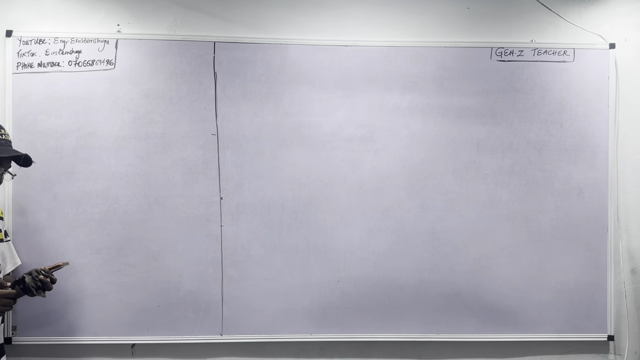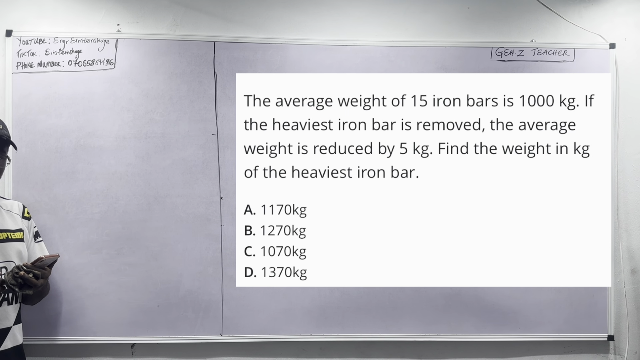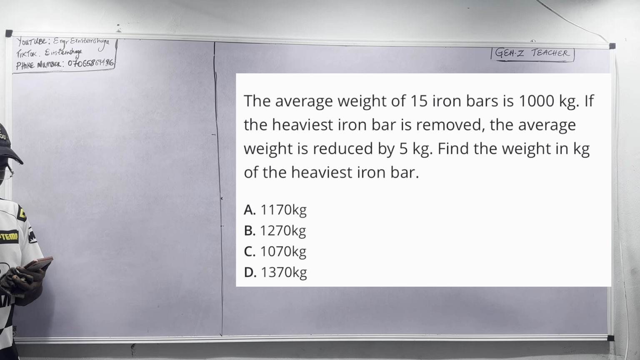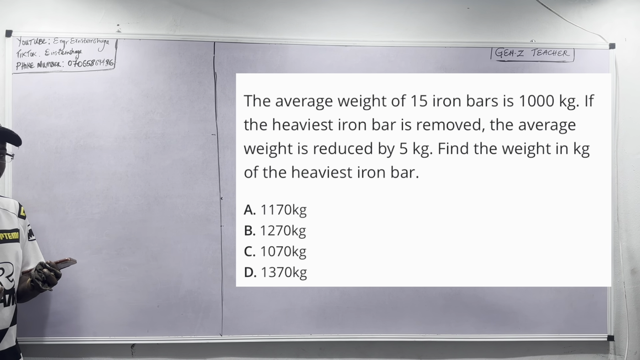The screen says the average weight of 15 iron bars is 1000 kg. If the heaviest iron bar is removed, the average weight is reduced by 5 kg. Find the weight in kg of the heaviest iron bar. Now quickly, this basically is from statistics.